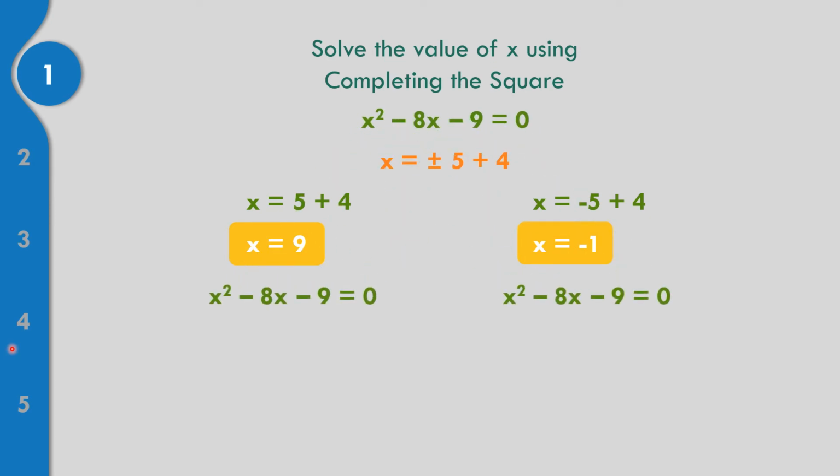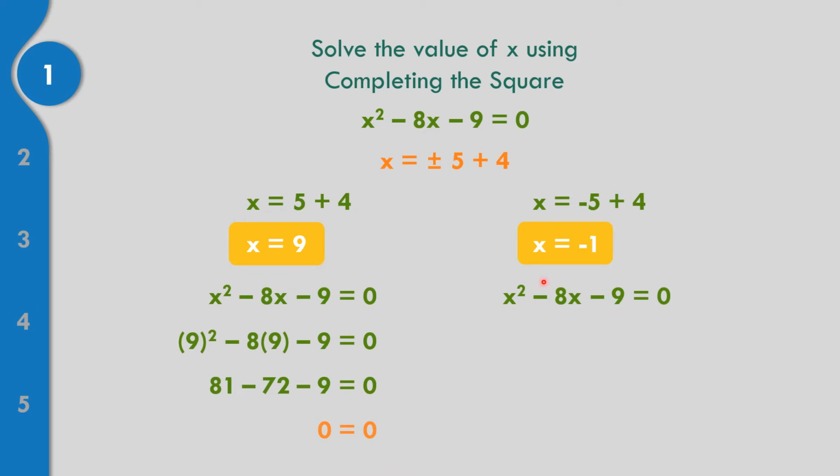If we try to check if our answer is correct, let us replace the value of x first by 9. So that becomes 9 squared minus 8 times 9 minus 9, equal to 0. 9 times 9 is equal to 81. 8 times 9 is equal to negative 72. Bring down negative 9. 81 minus 72 minus 9 is equal to 0, so 0 equals 0. So it is equal. So it means x is correct, that is equal to 9.